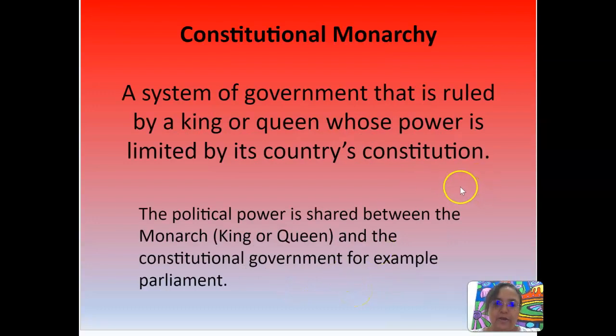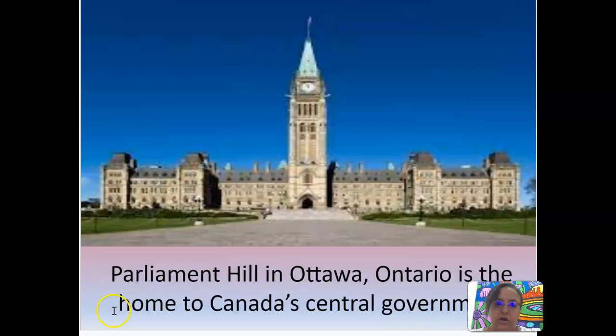Constitutional monarchy: a system of government that is ruled by a king or queen whose power is limited by the country's constitution. The political power is shared between the monarch, king or queen, and the constitutional government, for example, Parliament. Parliament Hill in Ottawa, Ontario, is the home of Canada's central government.